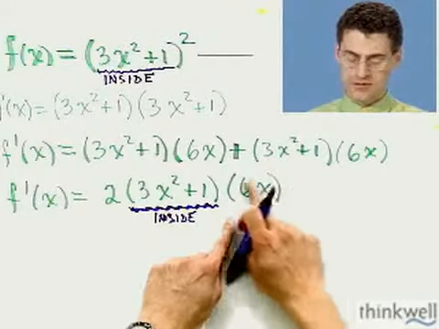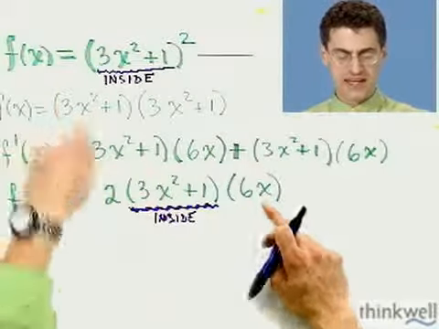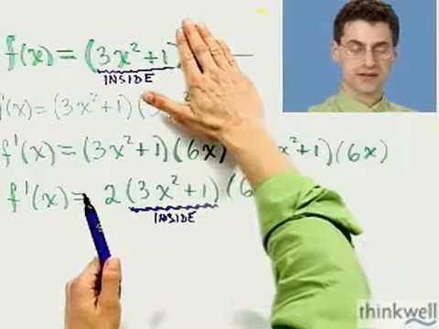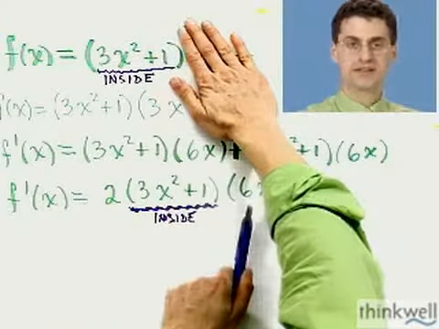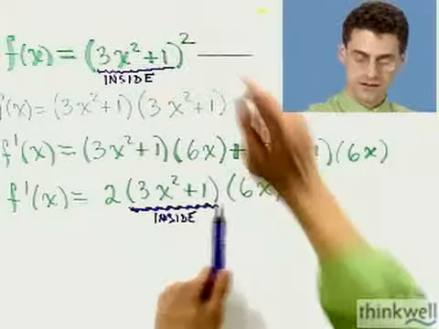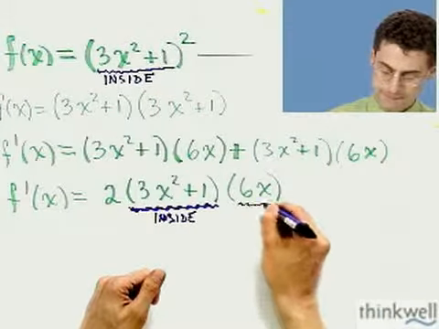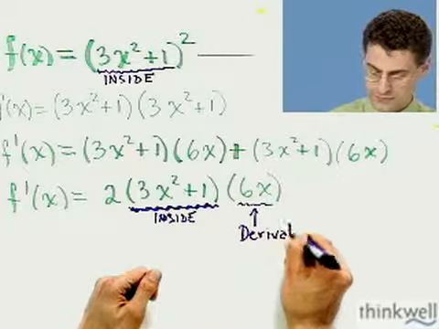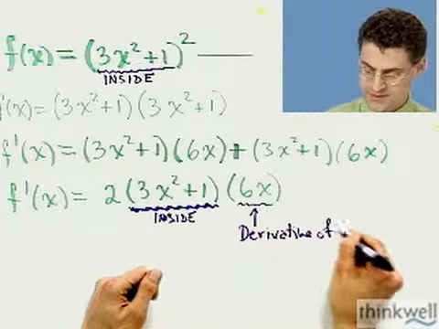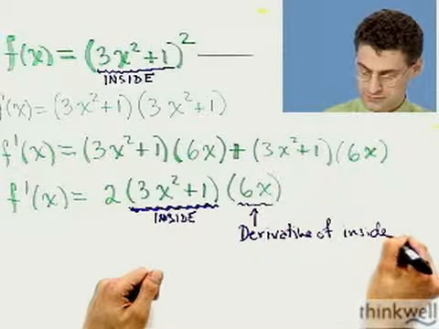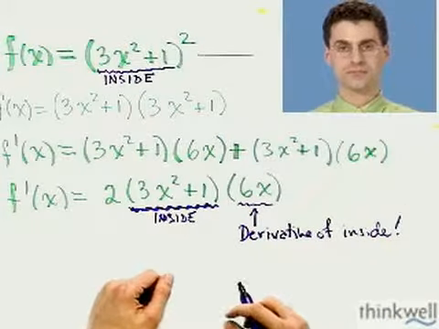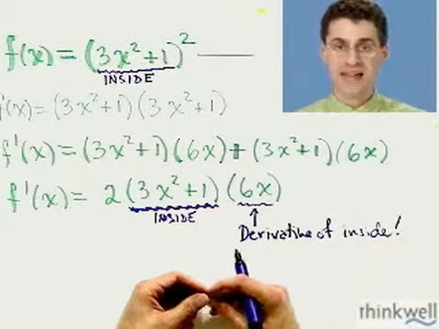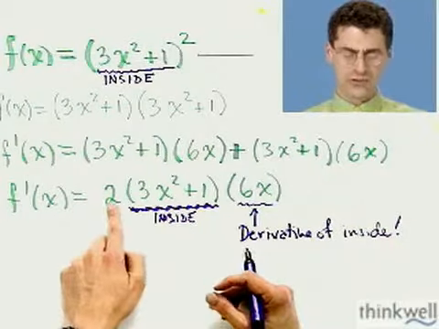And then what's this term? Well, I actually notice that that is the derivative of just that piece of it. In fact, that's just the derivative of the inside. So this is actually the derivative of the inside. Well, that's sort of an interesting coincidence, again. And what about that 2?